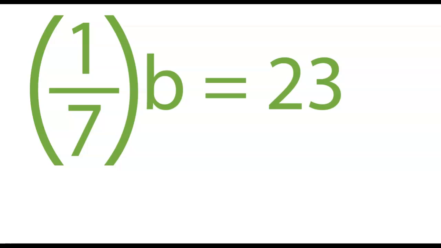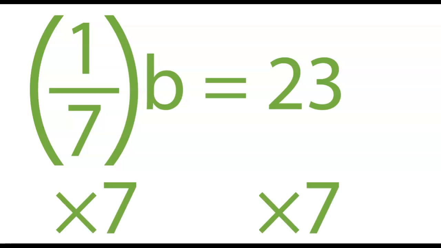Okay, let's do another one. 1/7 times b. Right? You've done stuff before that looked like b over 7. This is the same exact thing. 1/7 is the same as, you tell me, it's the same as divided by 7. So, what are we going to do to both sides of this equation? You tell me. We are going to multiply both sides by 7 in order to get rid of that 1/7 and get the b back by itself in order to undo what was done. That's what we're doing over here.